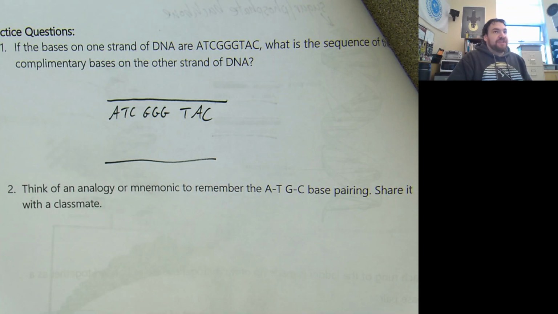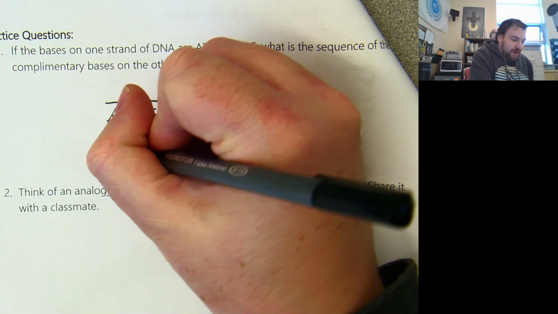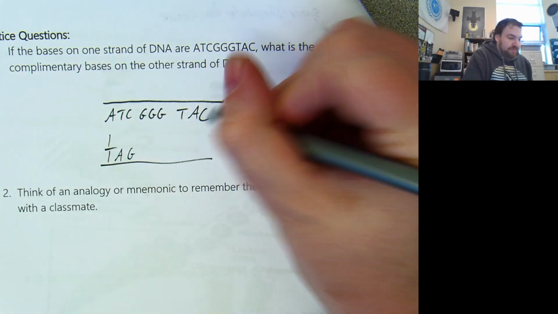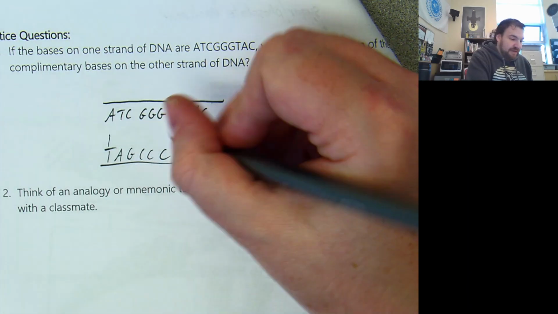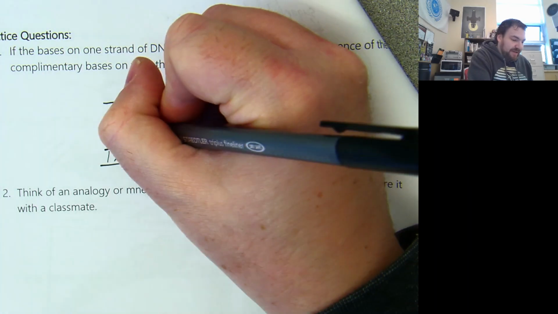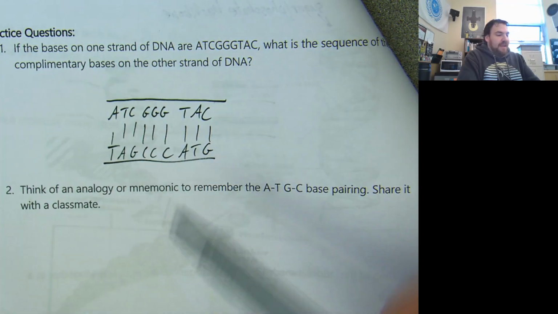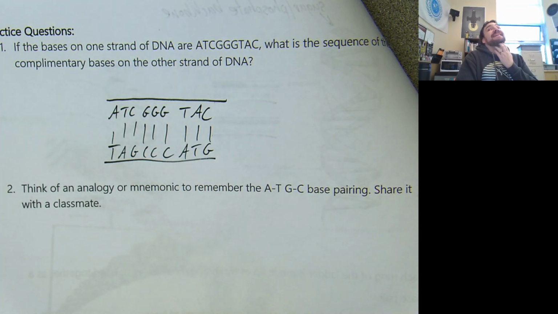So the nitrogenous bases always show up in the same pairing. A always goes with T. So because A is starting the top chain, T would have to start the bottom chain. Yeah, it would have to go TAG, CCC, ATG. Because these guys only pair a specific way. A pairs with T, C pairs with G, and that's it.